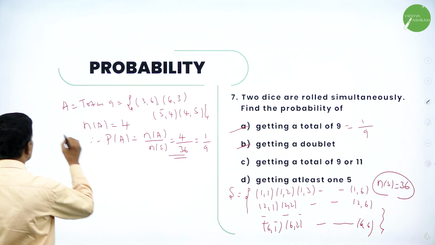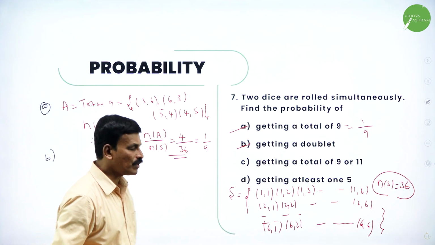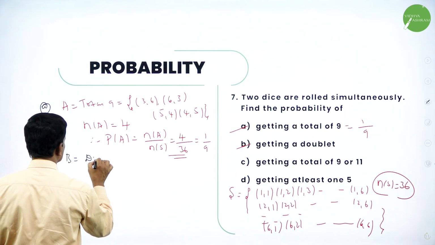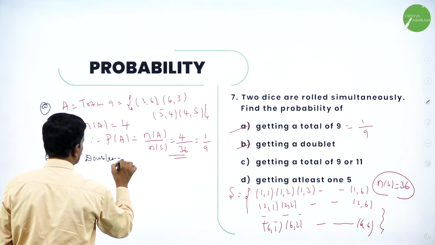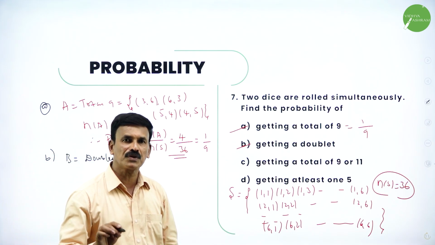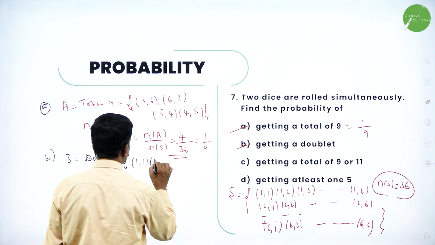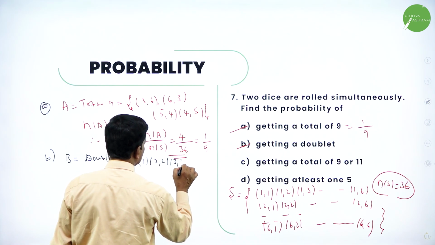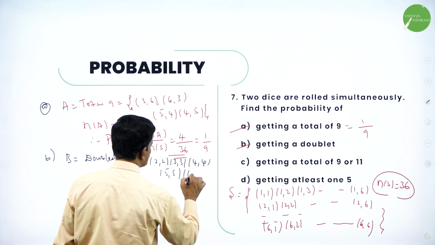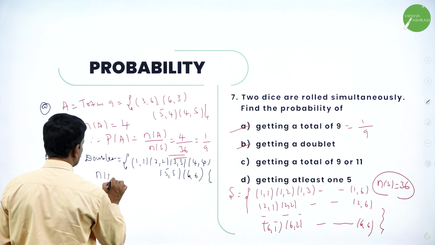Now move on to the second one. This is B, getting a doublet. What are the doublets here? Let us define B as getting a doublet. So the doublets are nothing but 1, 1, 2, 2, 3, 3, 4, 4, 5, 5 and 6, 6. How many are there? 6. So N of B is equal to 6.